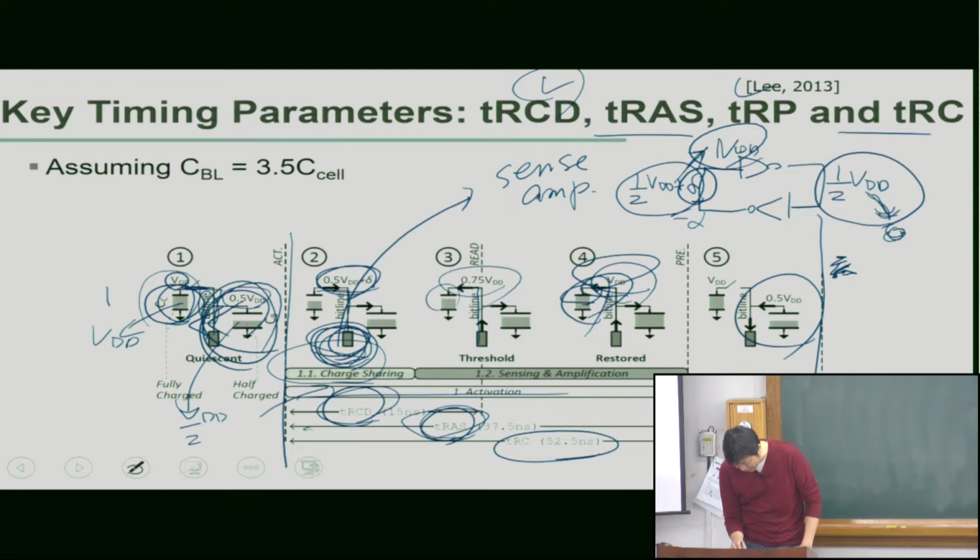TRAS is basically how long you have to wait before providing this pre-charge command after you open the row. Okay?